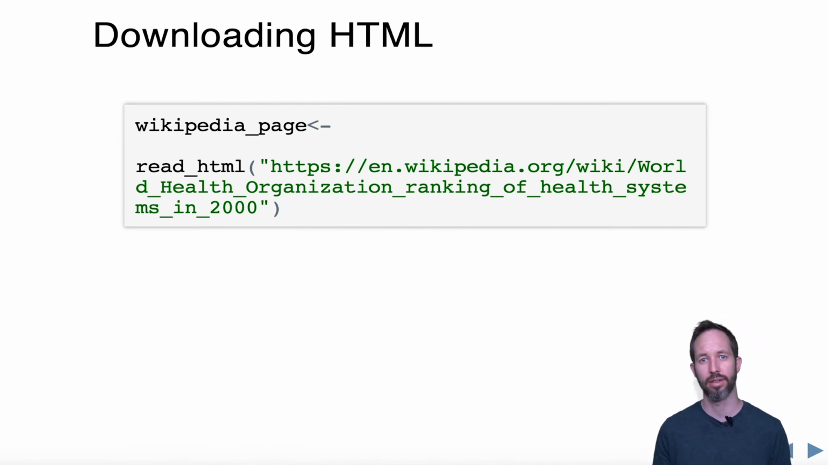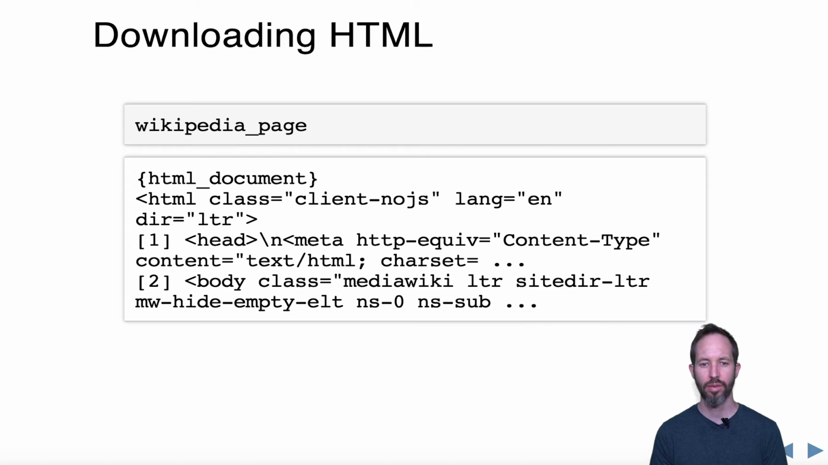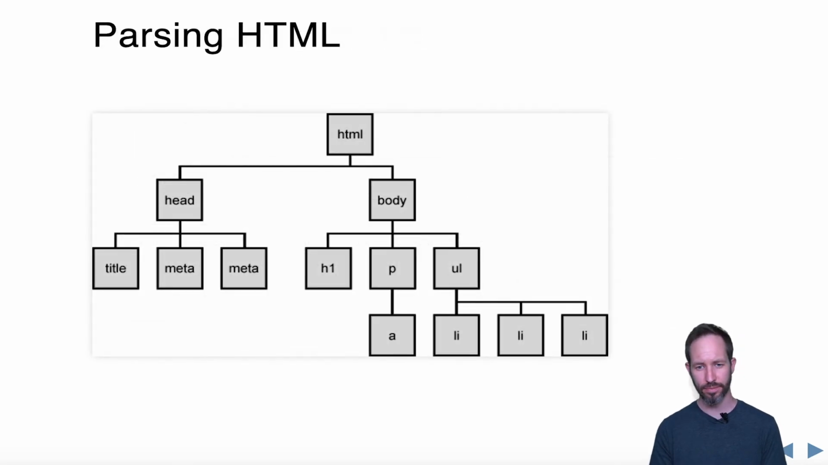So here's the first step to reading in the web page. The rvest package has a function called read_html, which allows you to pass a URL and create an object in R. I called this one wikipedia_page. When we browse this object, we see it's an HTML document. That's one of two very common types of web data formats. And we're going to learn now how to parse that HTML.